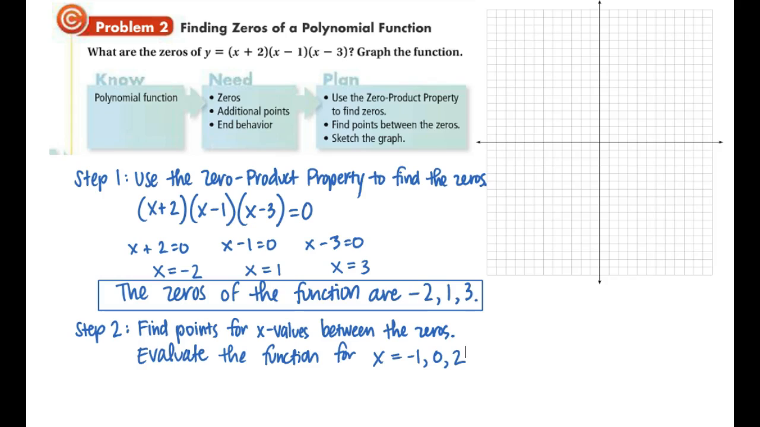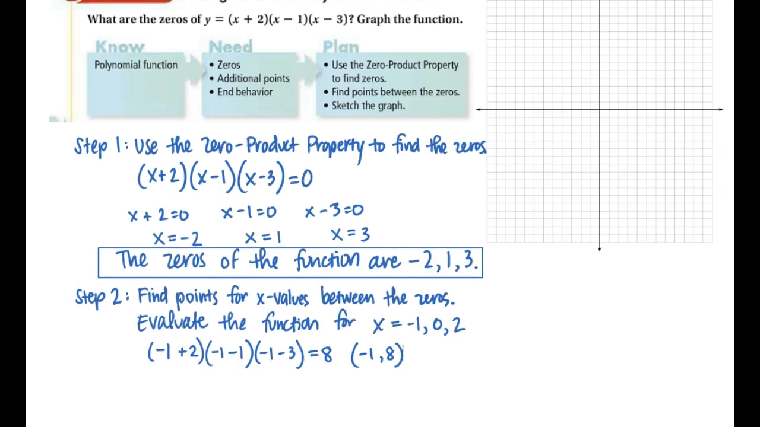Now that we know the zeros, we want to figure out a couple points for the x values between the zeros to figure out what's happening between the zeros, if it's going to be above or below the axis. So I chose x values of negative 1, 0, and 2. Now take a moment to write these three x values down and plug them into the given function to figure out what the y values are.